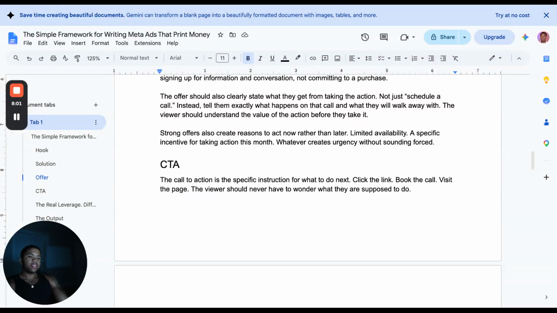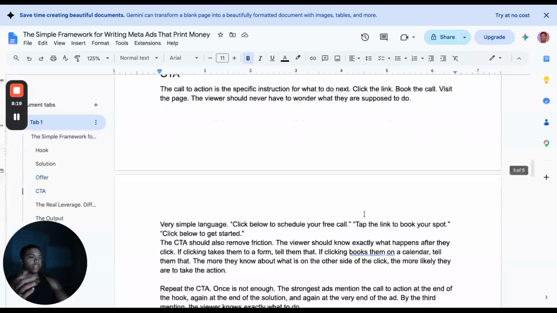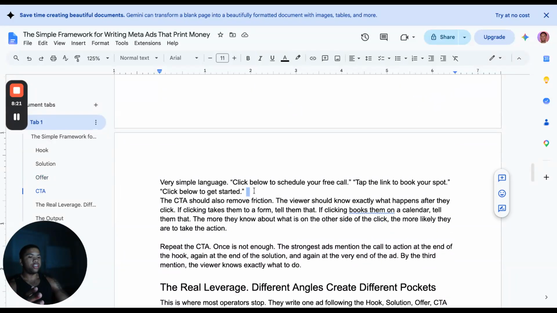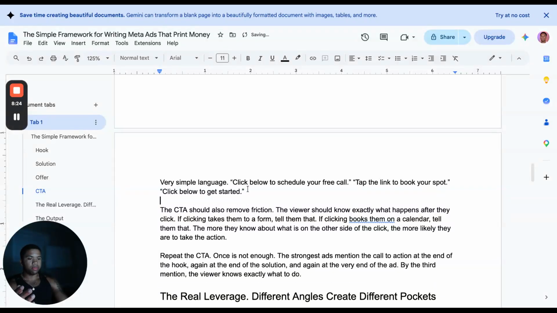So the call to action is just a very specific instruction for what to do next. It's not a hard thing at all, but you'd be surprised how many ads I see that have no call to action. Literally just: click the link, book the call, watch the VSL, visit the landing page, whatever it is that you have in your process. The viewer should never have to wonder what they're supposed to do next. I know it might seem self-explanatory, but I promise, for whatever reason, it's not. You do have to spell everything out in plain language when you're running ads to your audience.